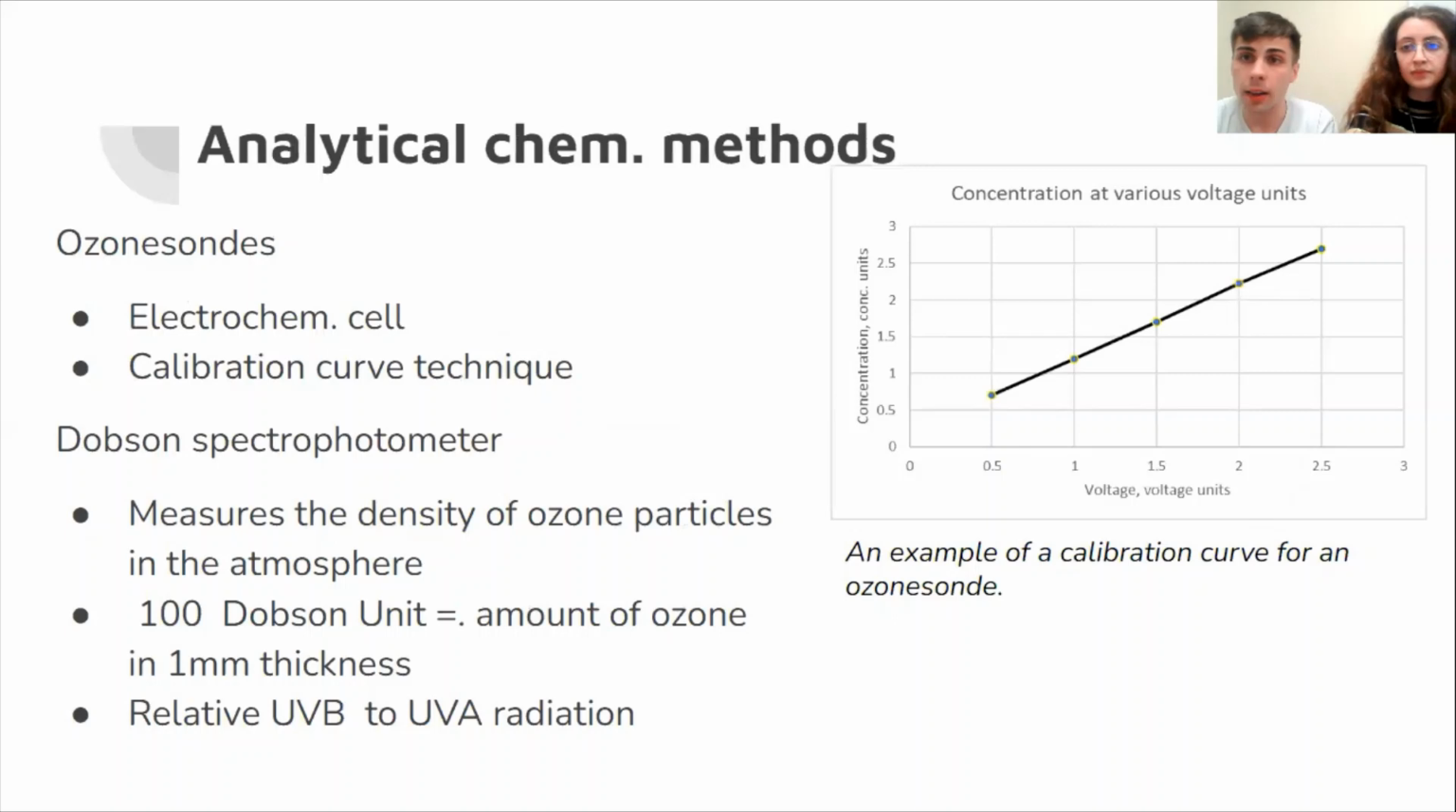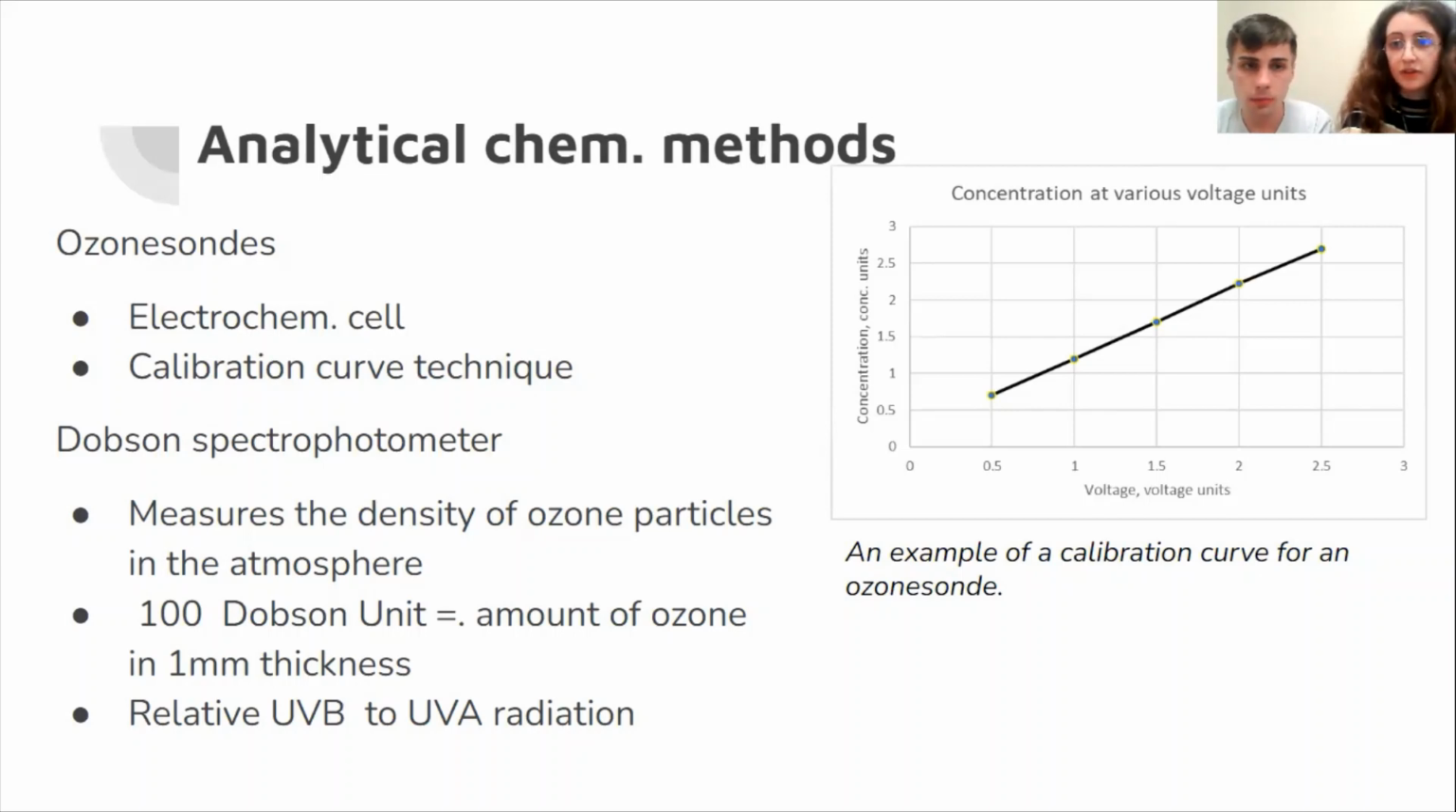And then a little on analytical chemistry methods. One way in which ozone concentration is recorded is through a balloon machine called an ozonesonde. It's an electrochemical cell, and using a calibration curve technique as we've done in class, you can correlate the voltage and the concentration, and I'll explain a little more on that later. There's an example of a calibration curve to the right.